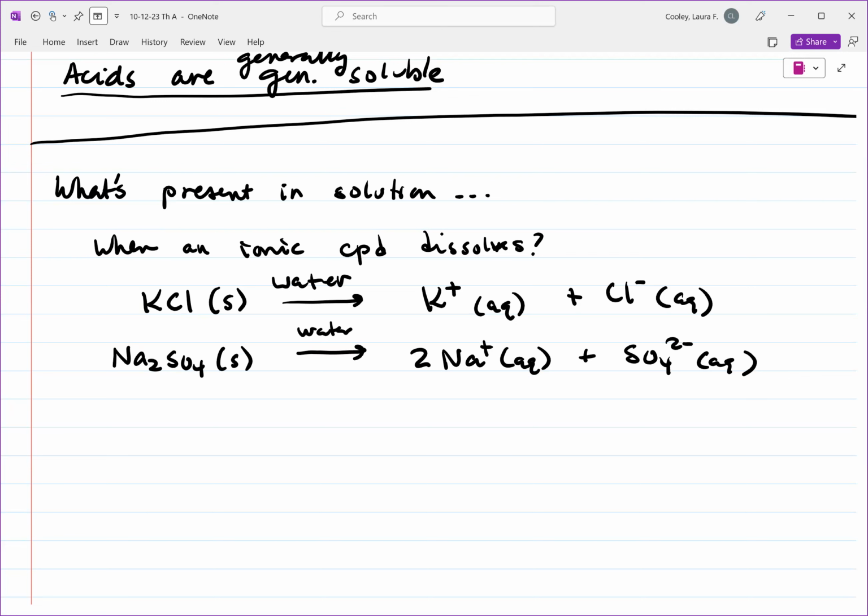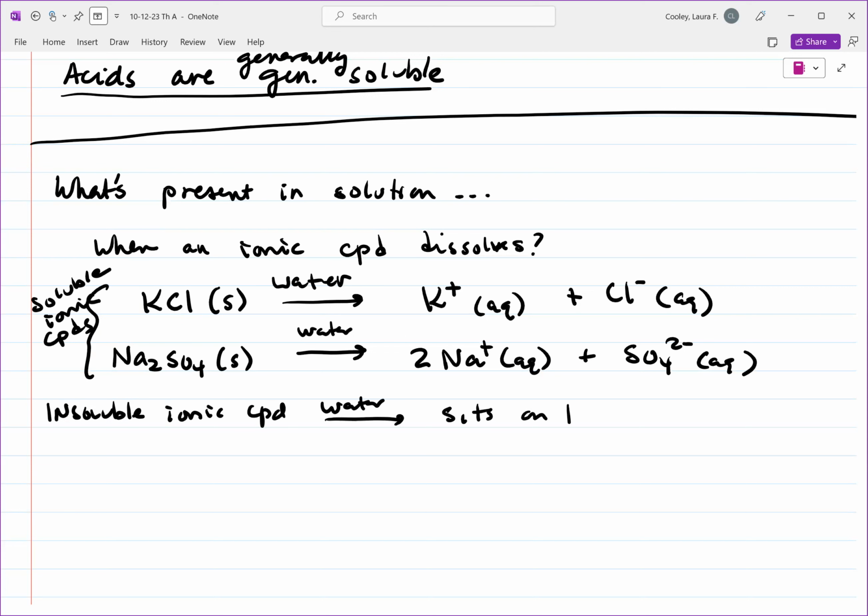Now, if you put an insoluble compound in water, you're not going to get any ions. It's going to sit on the bottom. These are soluble ionic compounds. For an insoluble ionic compound, if you put it in water, it basically just sits on the bottom, mostly.